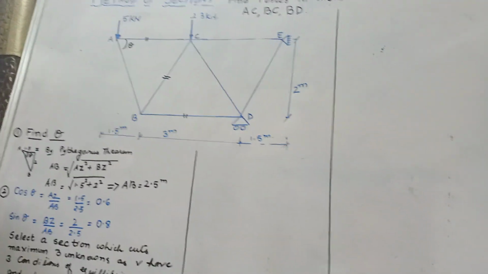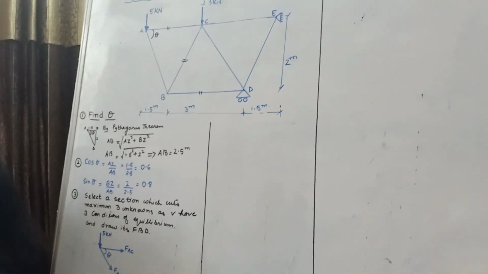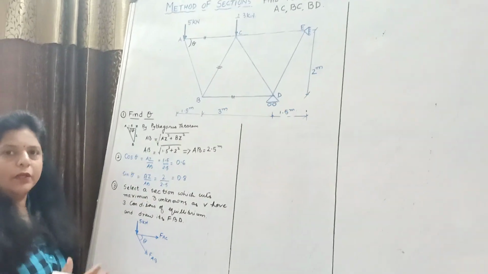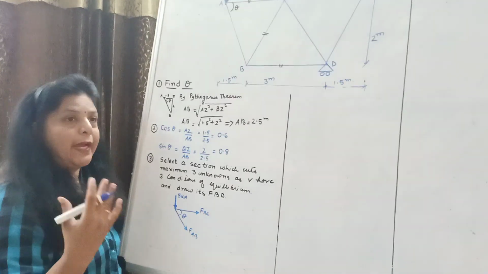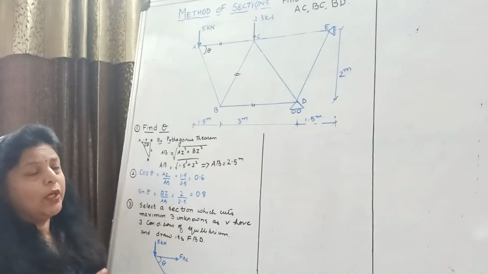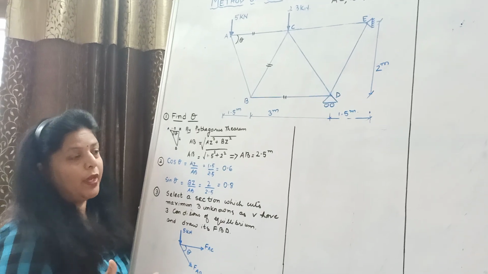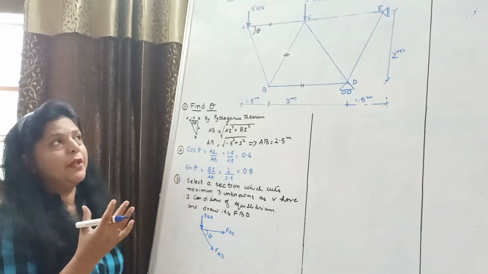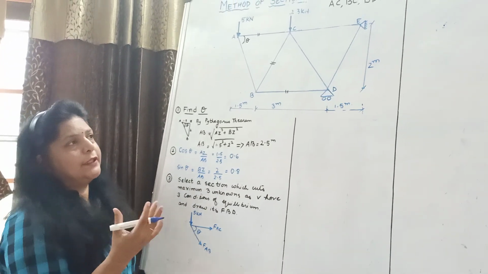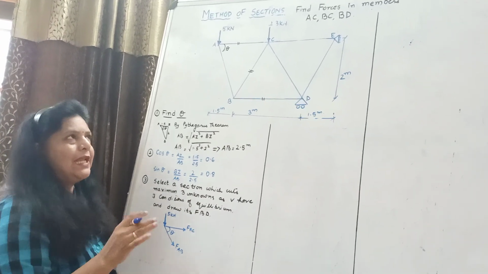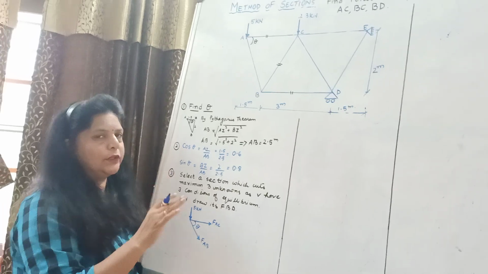One very important thing in this method of section is that it is not necessary to find the reactions. If it is not required to find the reactions, we need not go for that. In this particular problem, I am going to select the members in such a way that I am not going to find the reactions, and still I will be able to calculate the forces in the members of the truss.